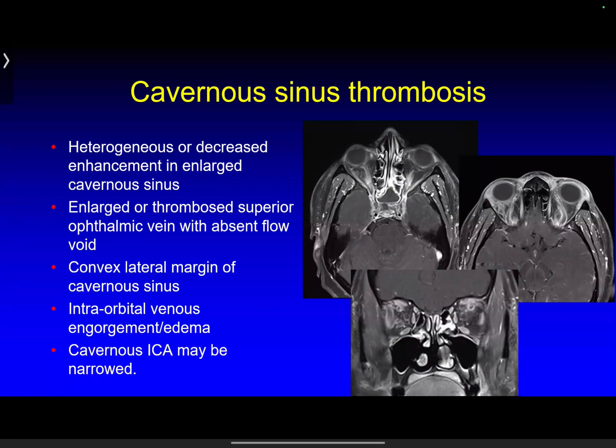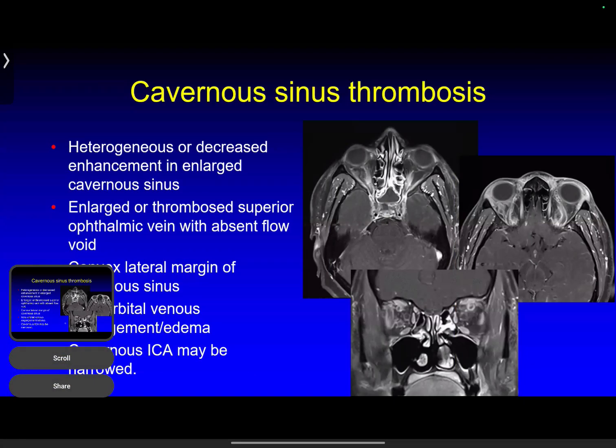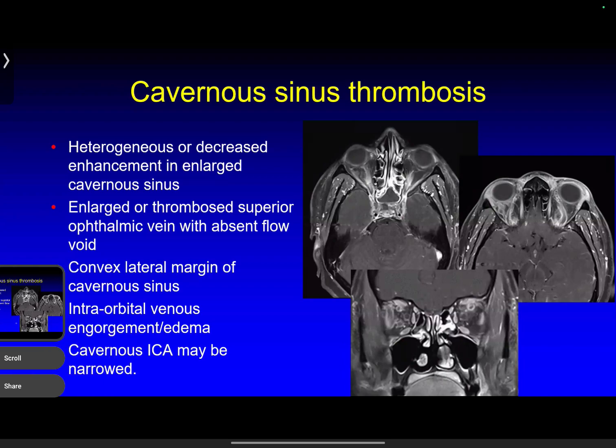You will see heterogeneous or decreased enhancement within an enlarged cavernous sinus, which may show a convex lateral margin. You may have enlargement or thrombosis of the superior ophthalmic vein with absent flow void. You will often see intraorbital venous congestion with stranding of the retrobulbar fat. The cavernous ICA may be narrowed. This was a patient who had sinusitis and came in with bilateral proptosis and eye pain.